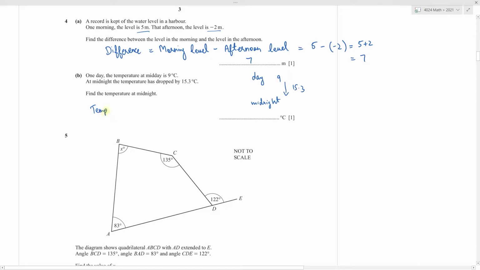So temperature at midnight will be 9 minus 15.3. So you can do 15.3 minus 9, and then I'll add a negative sign because we're doing the opposite subtraction here. So 3 minus 0 is 3, and then 15 minus 9 will be 6, and the decimal is here. So this will be 6.3, but with a negative sign because you're doing this subtraction, 9 minus 15.3. So the temperature at midnight is minus 6.3 degrees Celsius.